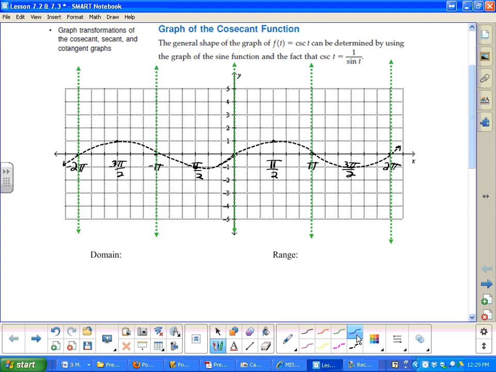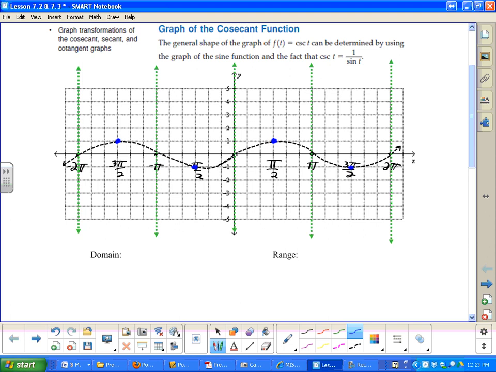All right, let's take our other values. What's the reciprocal of 1? 1. What's the reciprocal of -1? Okay, so at pi over 2, cosecant is 1. At 3 pi over 2, it's negative 1. Okay. Now, it's the other numbers where we have to work with.